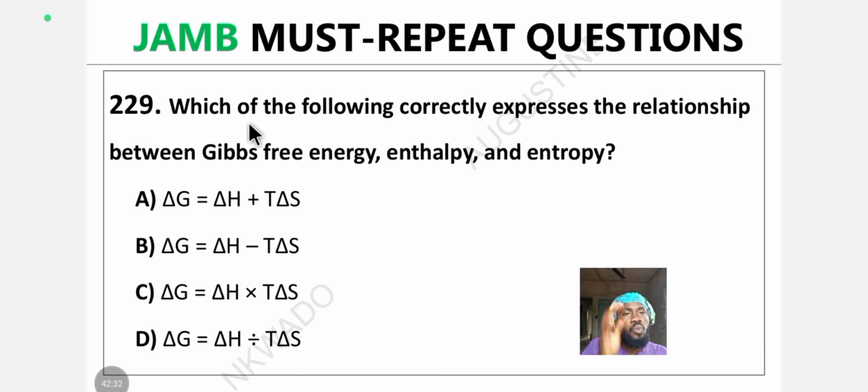Question 229. Which of the following correctly expresses the relationship between Gibbs free energy, enthalpy, and entropy? A. B. C. D. Which of them is correct? You know the correct answer, right? This is so easy. Drop the answer in the comment section, my scholar.